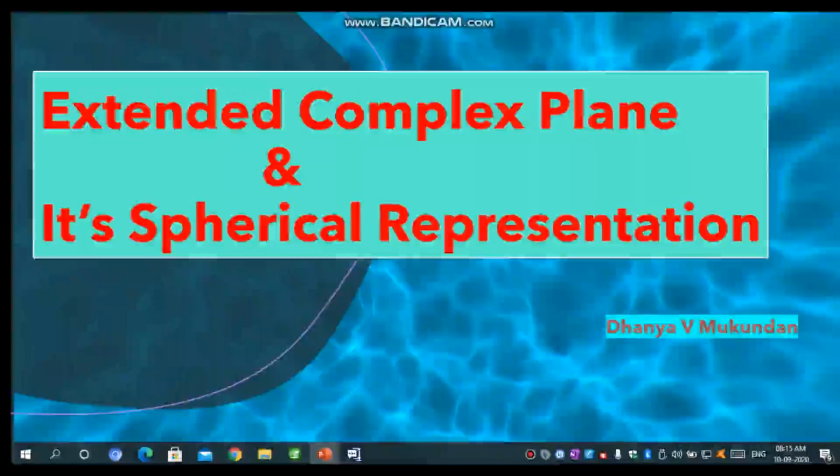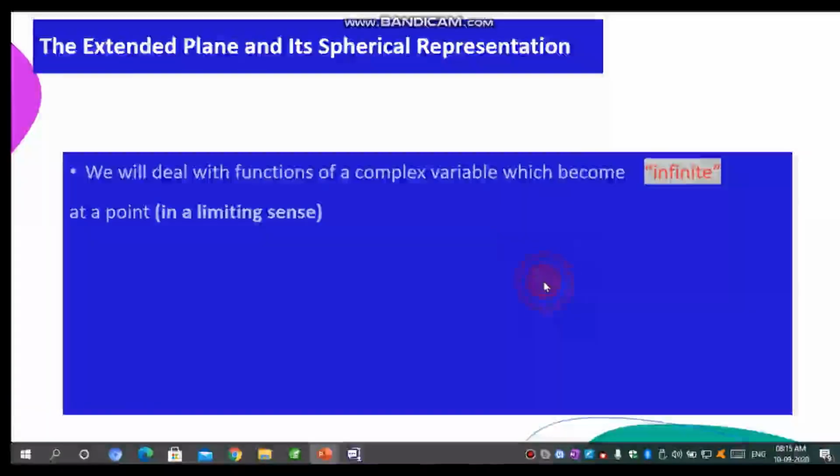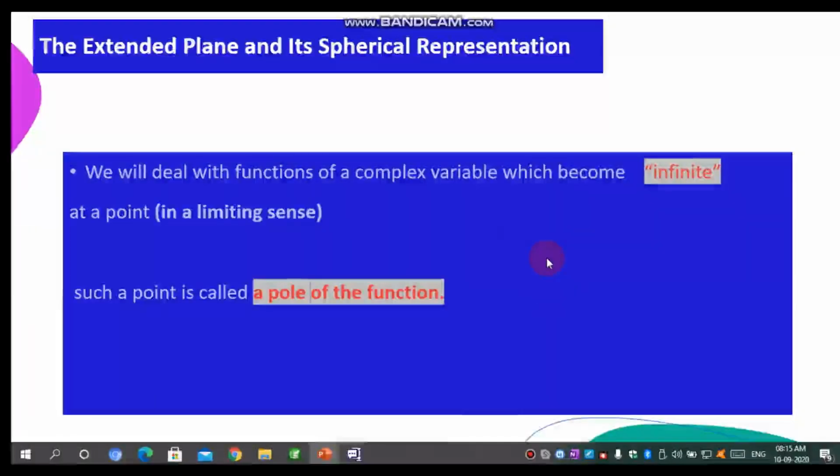Often in complex analysis we are concerned with functions which tend to infinity as the variable approaches some point. So that functions in the limiting case, that kind of point is known to be a pole. You might be knowing that. To discuss this kind of situation, we are introducing the extended plane of complex numbers.